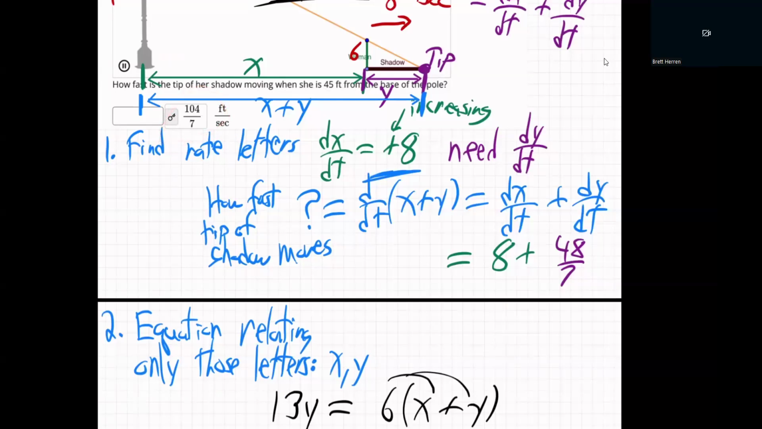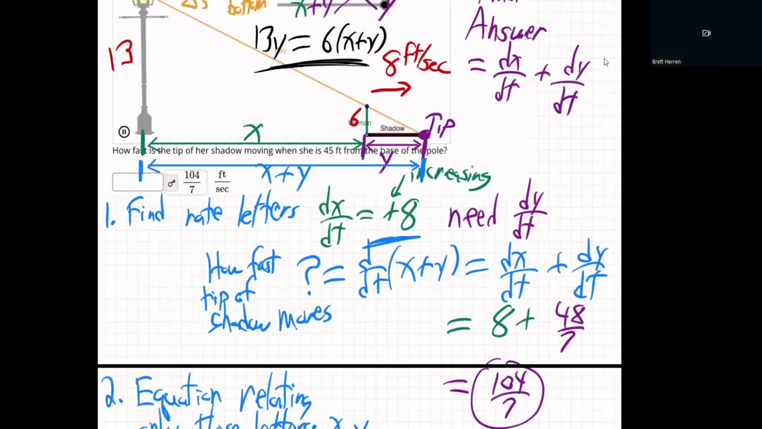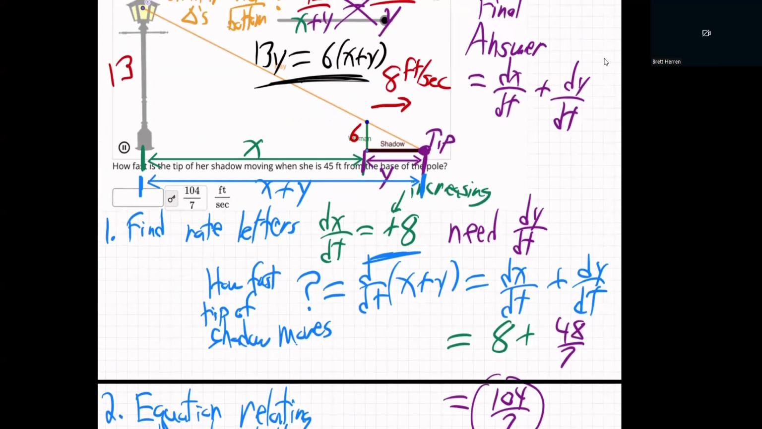Here's our answer. So this is 104 over 7, or whatever the decimal is. That's how fast the tip of her shadow is moving. And notice we never used the 45 feet at all. Wasn't even needed. Interesting. There we go.